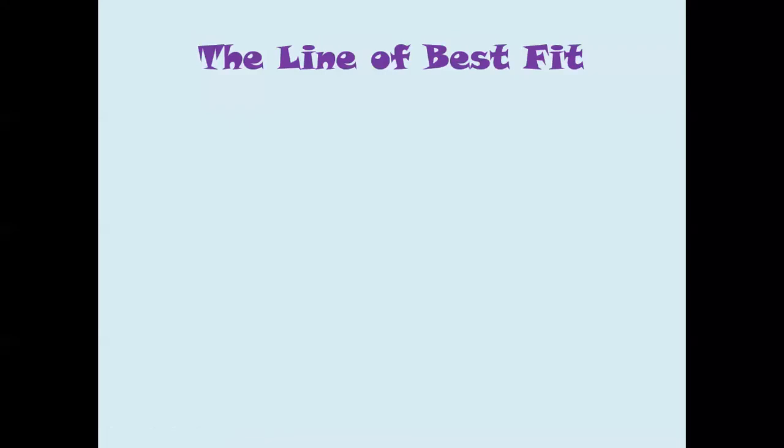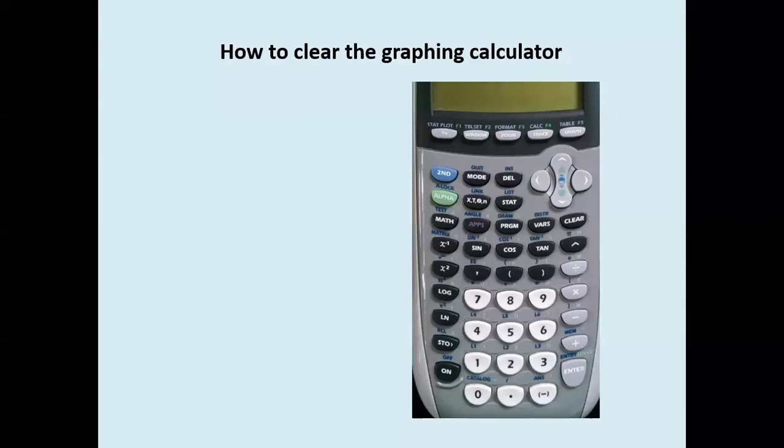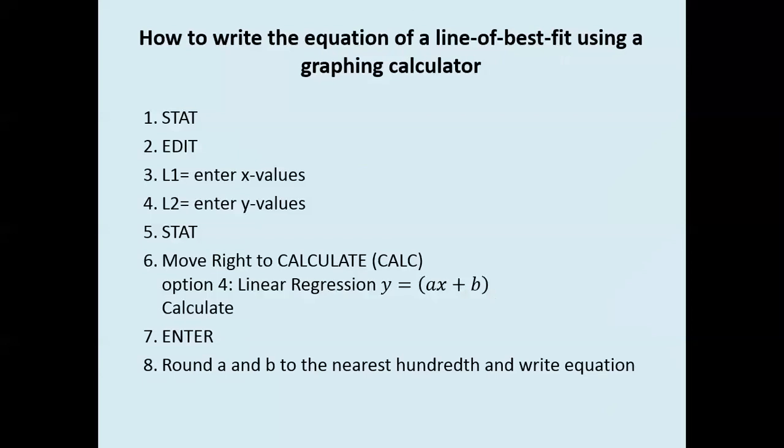This is a video about how to use the graphing calculator to write the equation of a line of best fit. It's a good idea before you do anything with the calculator to clear it. You're going to do that by pressing a series of buttons. First one is the second button, then press the plus, and press 7, 1, 2, and you'll get a message saying that the RAM from the calculator has been cleared.